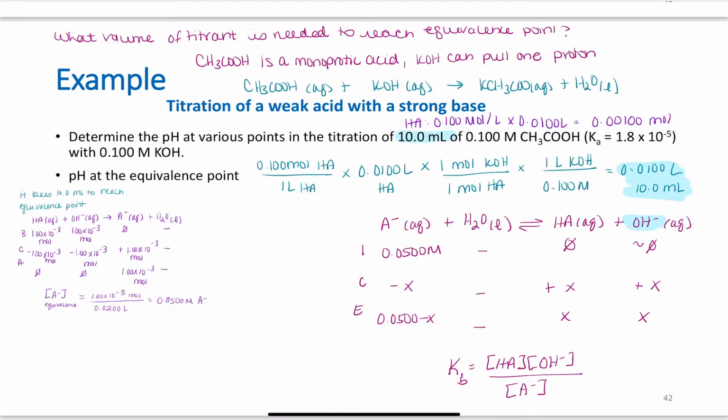I have Ka. I know that Ka times Kb is equal to Kw. Kw divided by Kb equals Ka, and Kw divided by Ka, that's what I meant to write, is equal to Kb. 1.00 times 10 to the minus 14 divided by 1.8 times 10 to the minus 5th gives me 5.6 times 10 to the minus 10. So my Kb expression is equal to 5.6 times 10 to the minus 10.